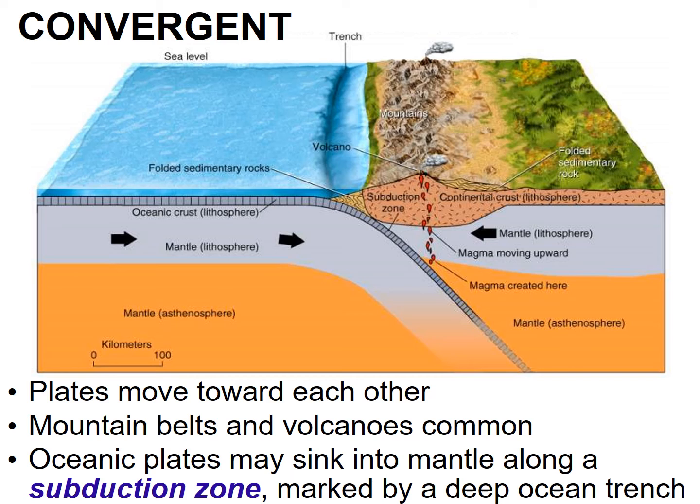Convergent boundaries. Plates move towards each other. There are different categories of convergent boundaries where you will expect to see oceanic convergence, oceanic continental convergence, or continental convergence. In this diagram, you're looking at oceanic continental convergence. Oceanic crust or oceanic lithosphere is sinking underneath the continental lithosphere because oceanic lithosphere is higher in density compared to the continental crust. Oceanic plates may sink into the mantle along a subduction zone marked by a deep oceanic trench.